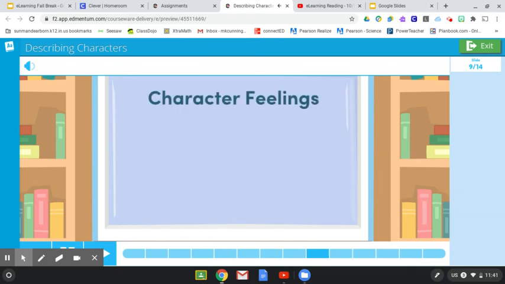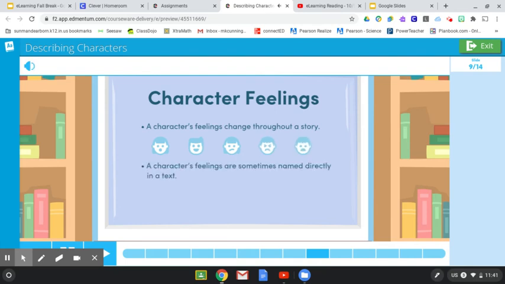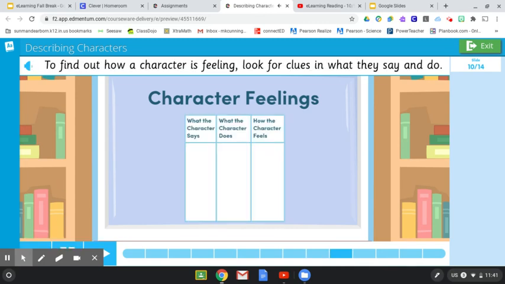A character's feelings change throughout a story when different actions or events happen. A character's feelings are sometimes named directly in a text, or the author leaves clues about how a character is feeling. To find out how a character is feeling, look for clues in what they say and do.